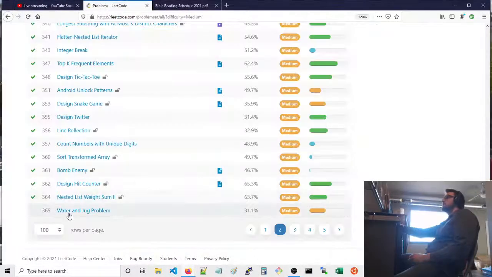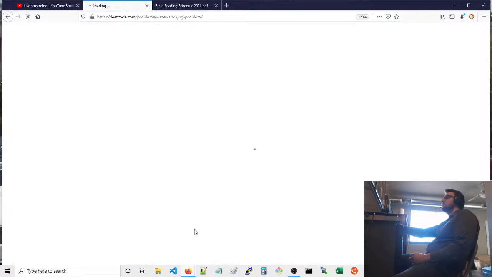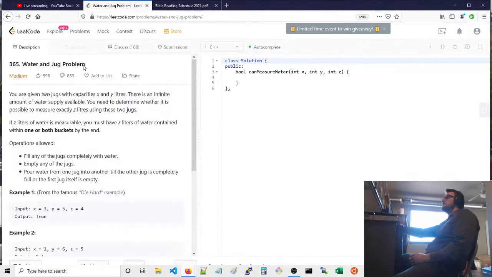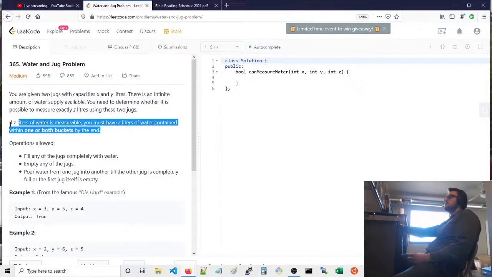Give it a shot. So the problem is the water and jug problem. You are given two jugs with capacities X and Y liters. There is an infinite amount of water supply available. You need to determine whether it is possible to measure exactly Z liters using these two jugs. If Z liters of water is measurable, you must have Z liters of water contained within one or both buckets by the end.